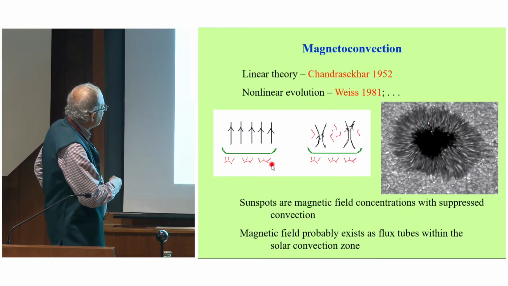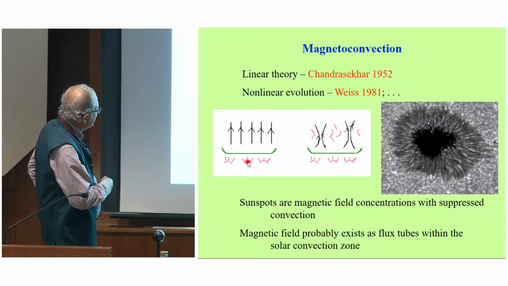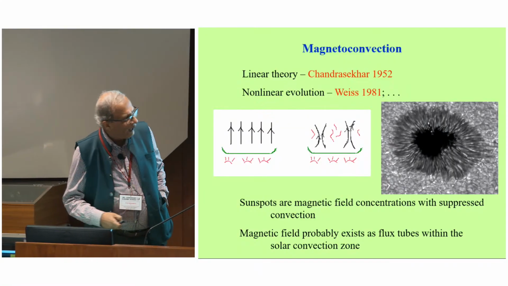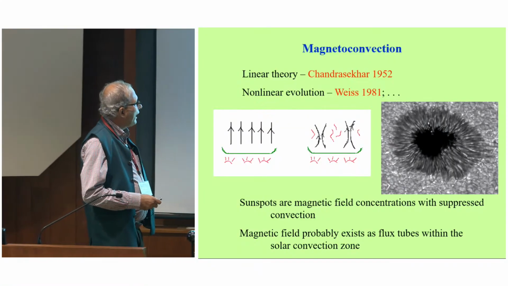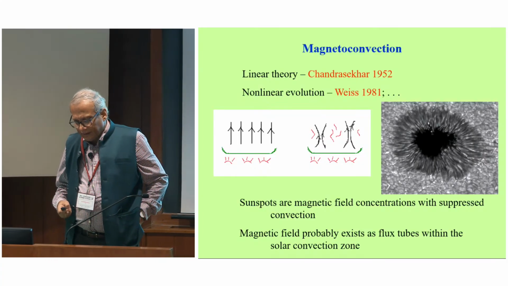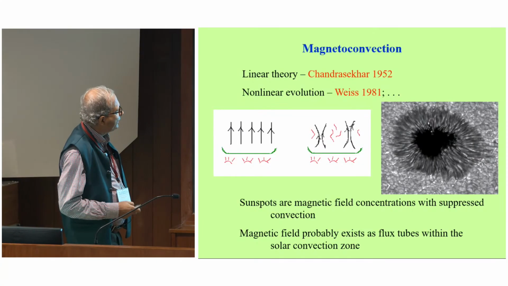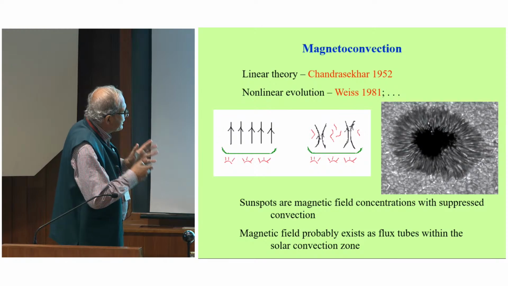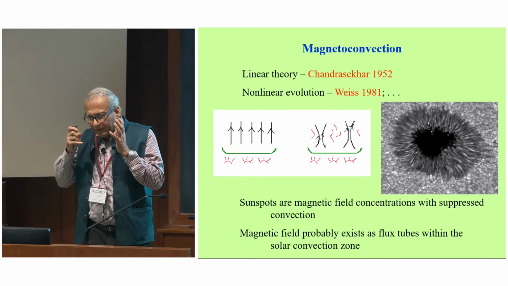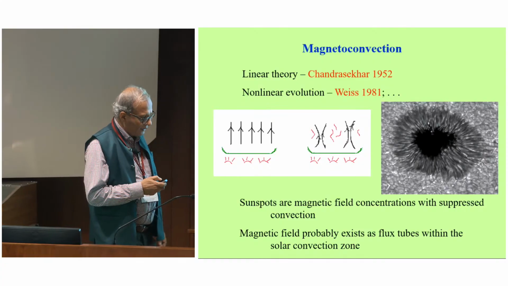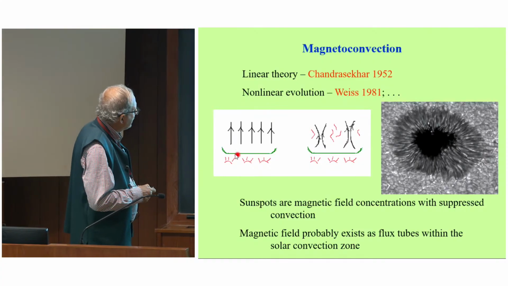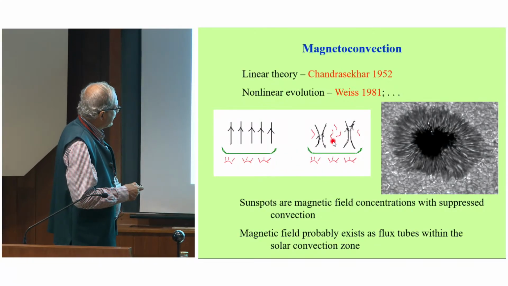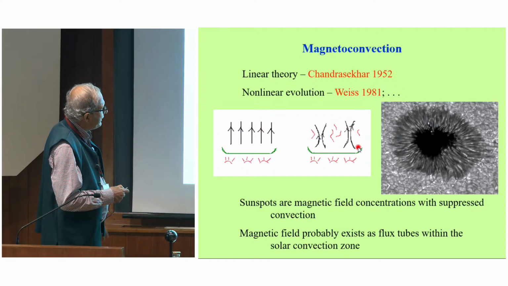So the basic idea is something like that. Suppose you have a vertical magnetic field inside a plasma which is heated from below, and we know that if the temperature gradient is sufficiently high, then convection will start. But magnetic field lines are known to have tension associated with them, as I shall discuss more in the afternoon. And because of this tension, the magnetic field tries to oppose convection.